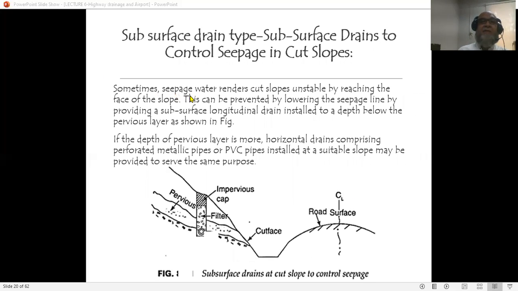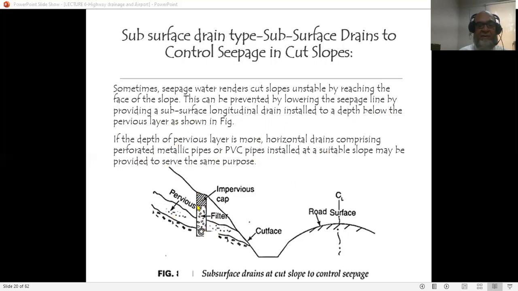So sometimes seepage water renders cut slopes unstable by reaching the face of the slope. This can be prevented by lowering the seepage line or providing a subsurface longitudinal drain installed to a depth below the pervious layer. If the pervious layer is more, horizontal drains comprising perforated metallic pipes or PVC pipes installed at suitable slope may be provided to serve the purpose.